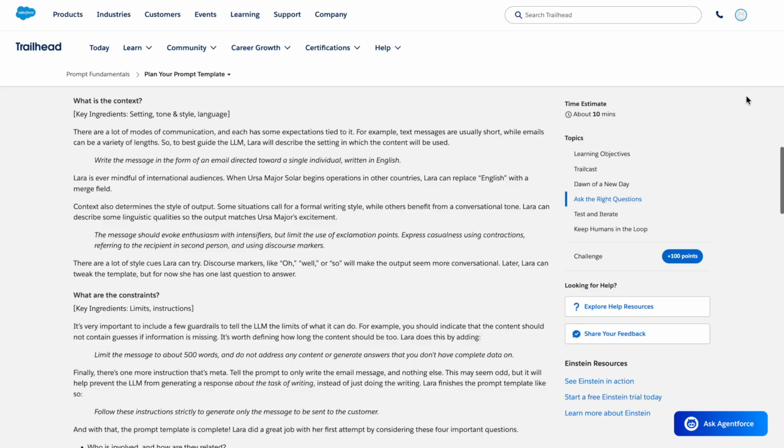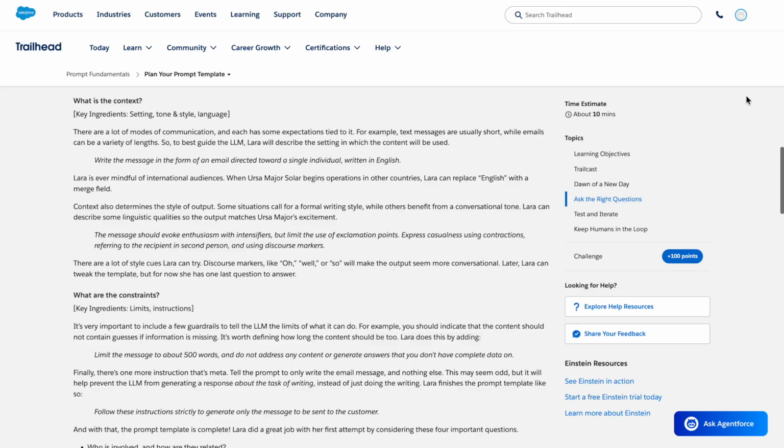Context also determines the style of output. Some situations call for a formal writing style, while others benefit from a conversational tone. Laura can describe some linguistic qualities so the output matches Ursa Major's excitement. The message should evoke enthusiasm with intensifiers, but limit the use of exclamation points. Express casualness using contractions, referring to the recipient in second person, and using discourse markers.